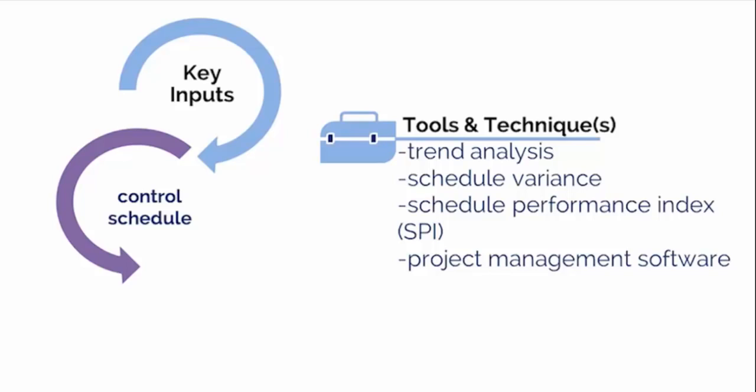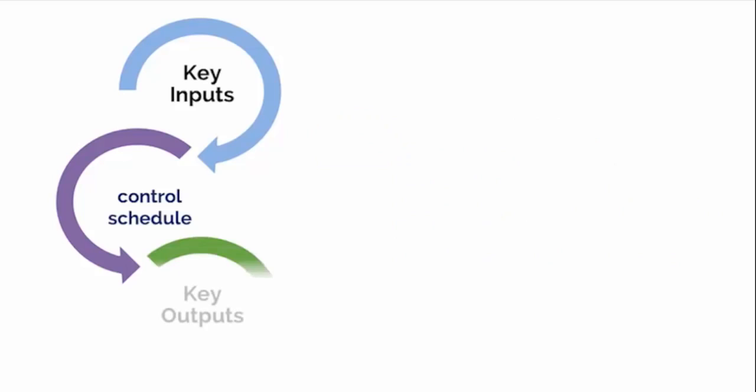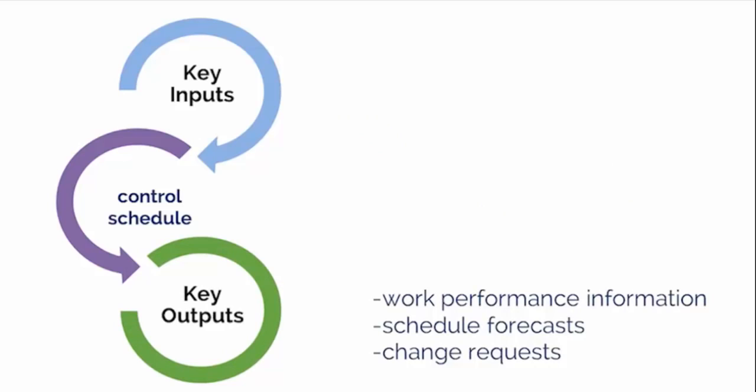Project management software can also be used for scheduling and provides the ability to track planned dates versus actual dates, to report variances to and progress made against the schedule baseline, and to forecast the effects of changes to the project schedule model. The key outputs are work performance information, the calculated SV and SPI time performance indicators for WBS components, in particular the work packages and control accounts, are documented and communicated to the stakeholders.